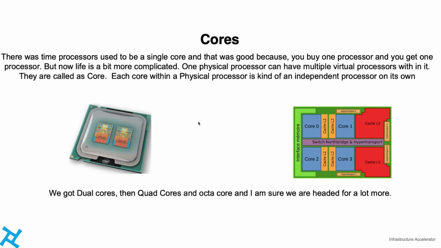We got dual cores, then quad cores, then octa cores, and I'm sure we are headed for a lot more. You can see in these images, on the left hand side, an Intel image. Basically, it's a physical single processor, and inside it they are trying to show that there are two cores. On the right hand side, it's a logical diagram of a processor showing core 0, core 1, core 2, core 3. So it's a quad core processor. There are multiple cores coming up.